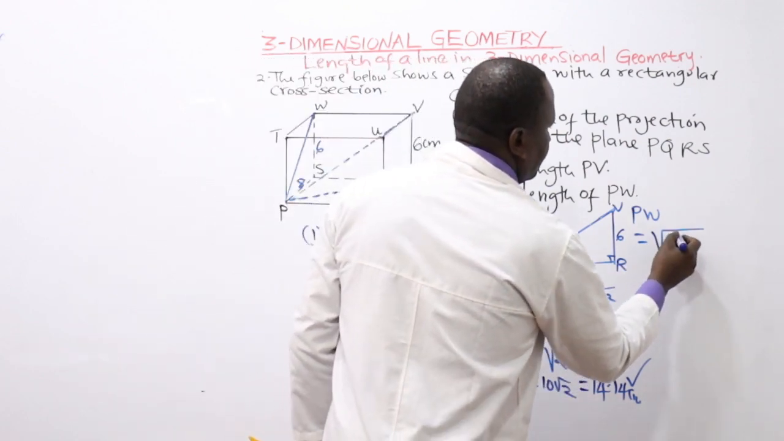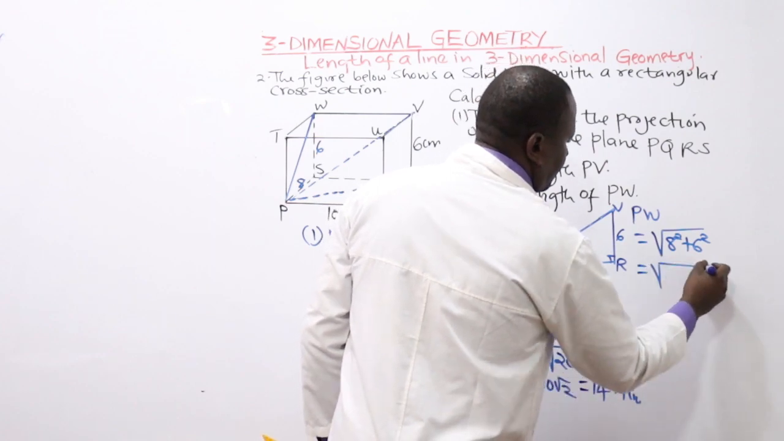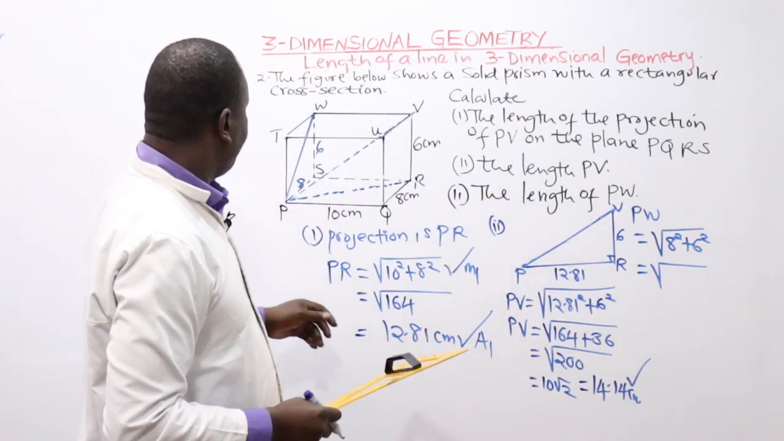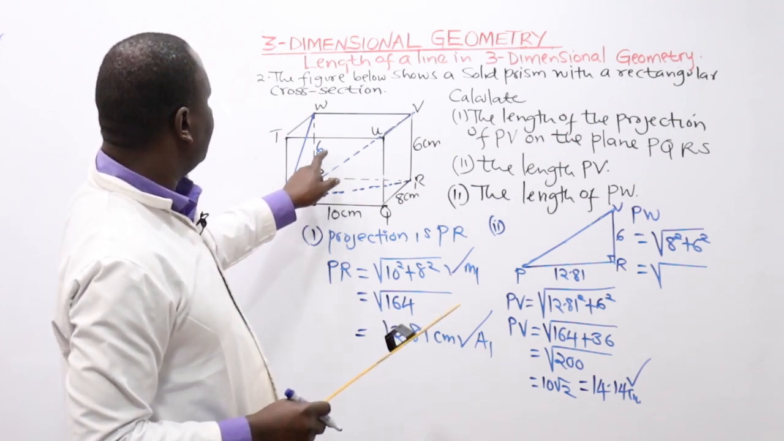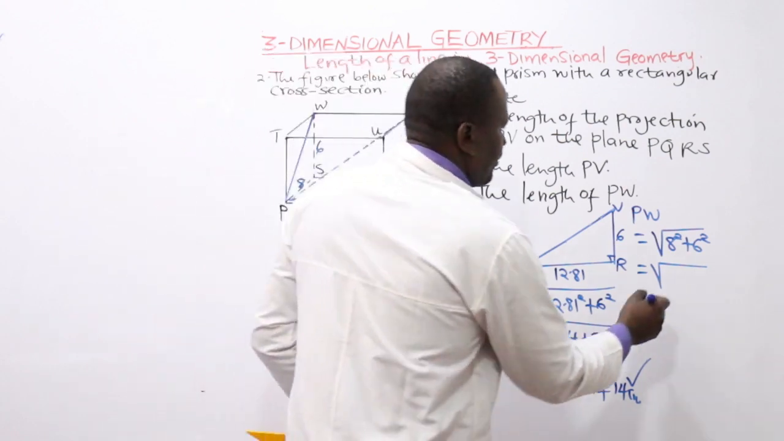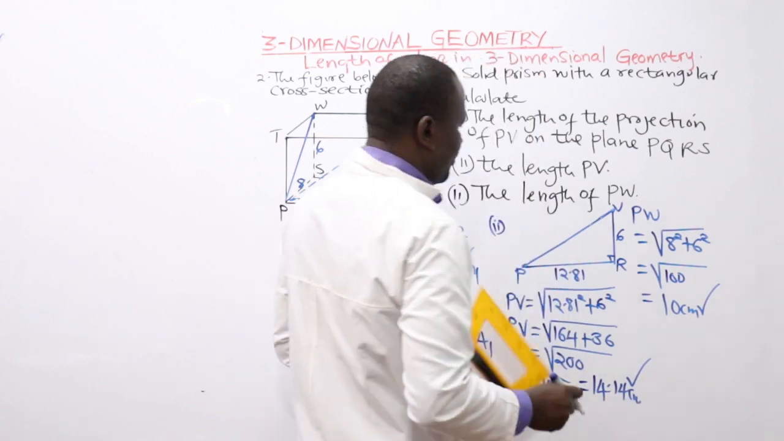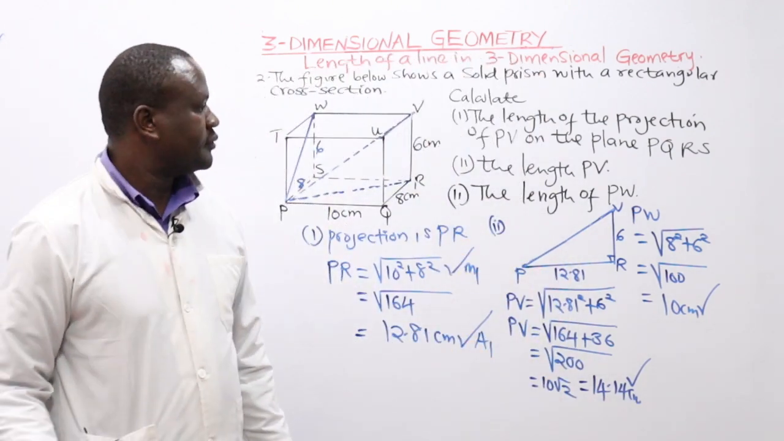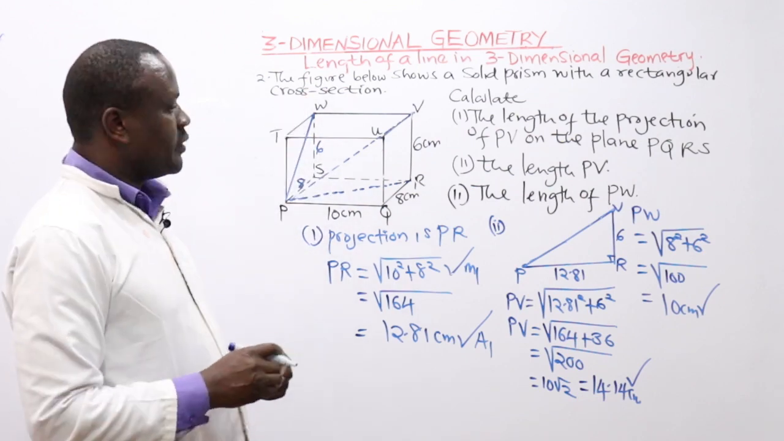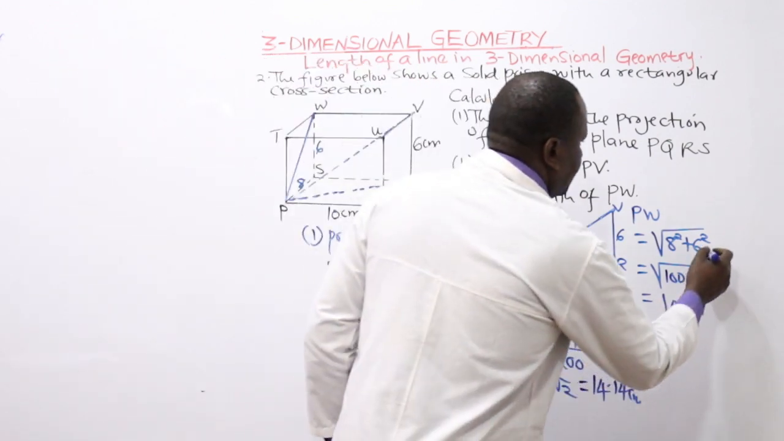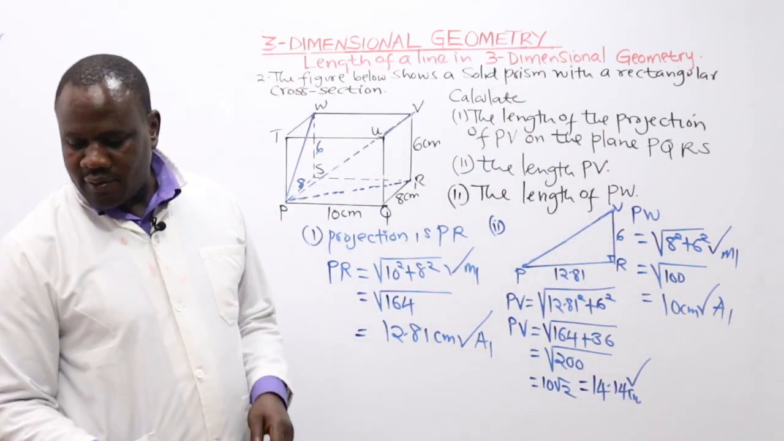8 squared plus 6 squared, which will be the square root of 100, which is 10. This is like 4, this is like 3. You remember the Pythagoras theorem? If this is 8, this is 6, this must be 10. And that's how we get the answers to the length of lines.